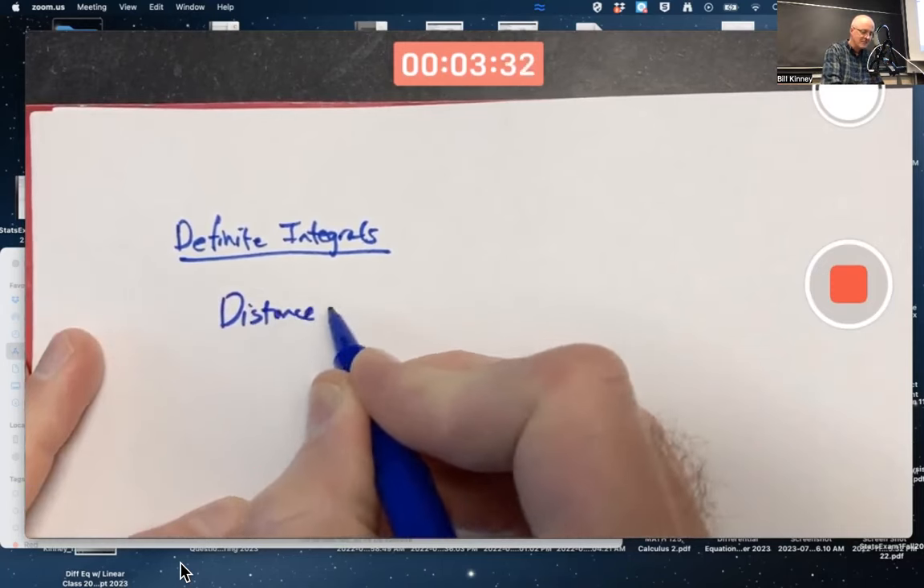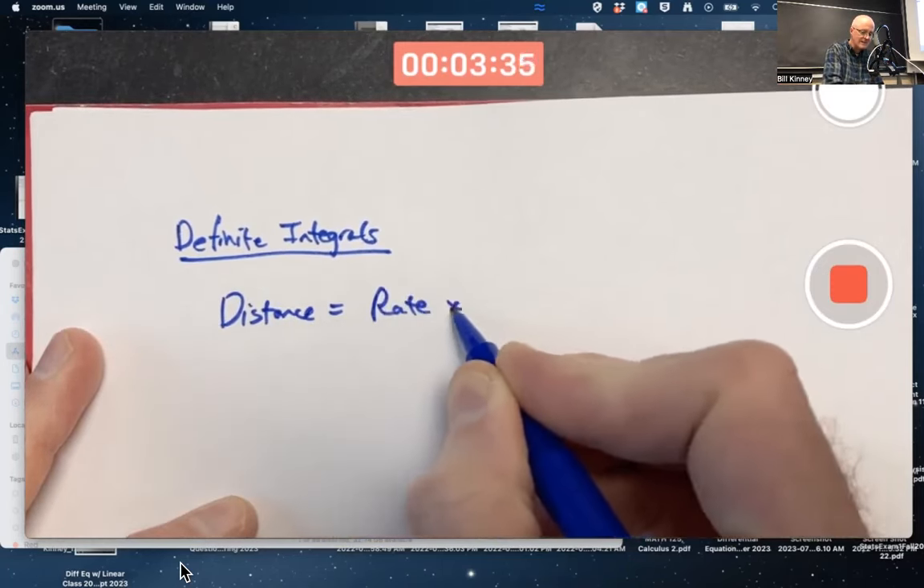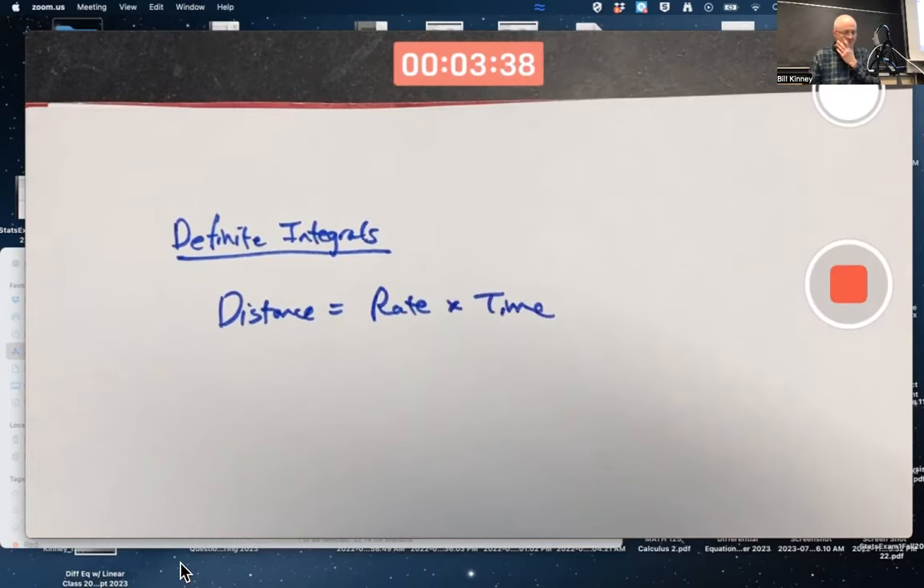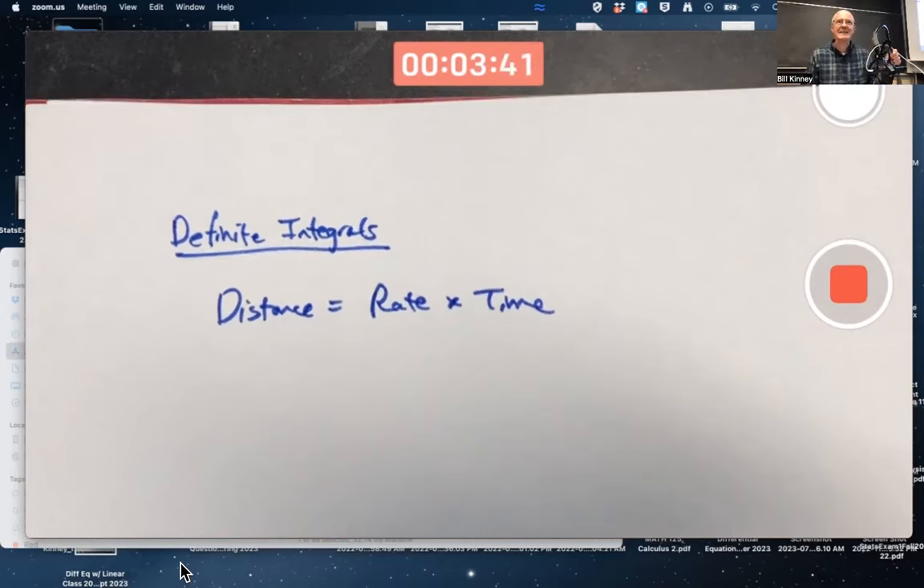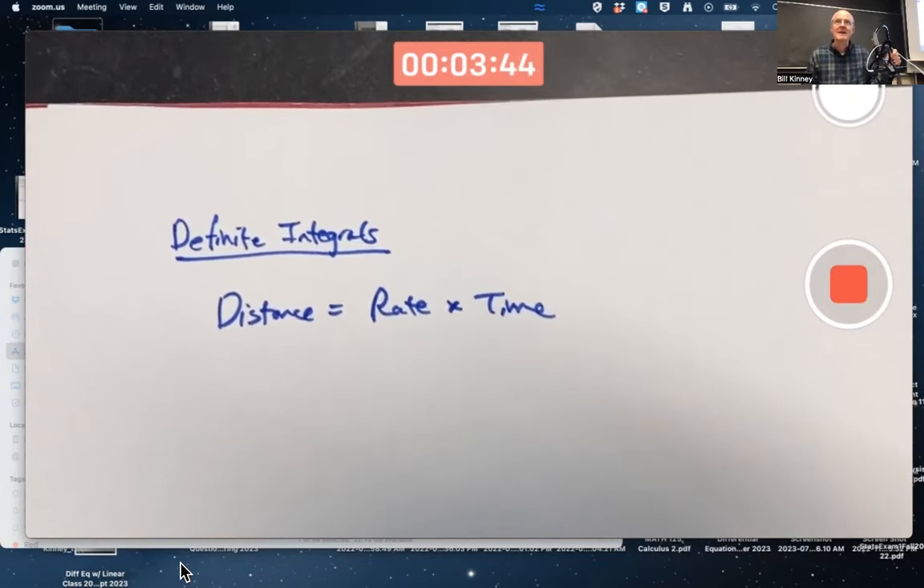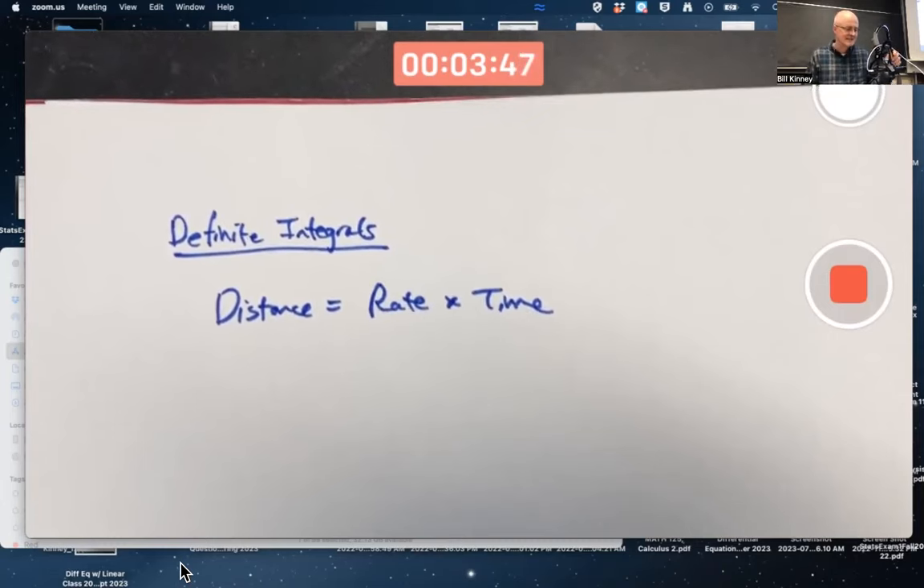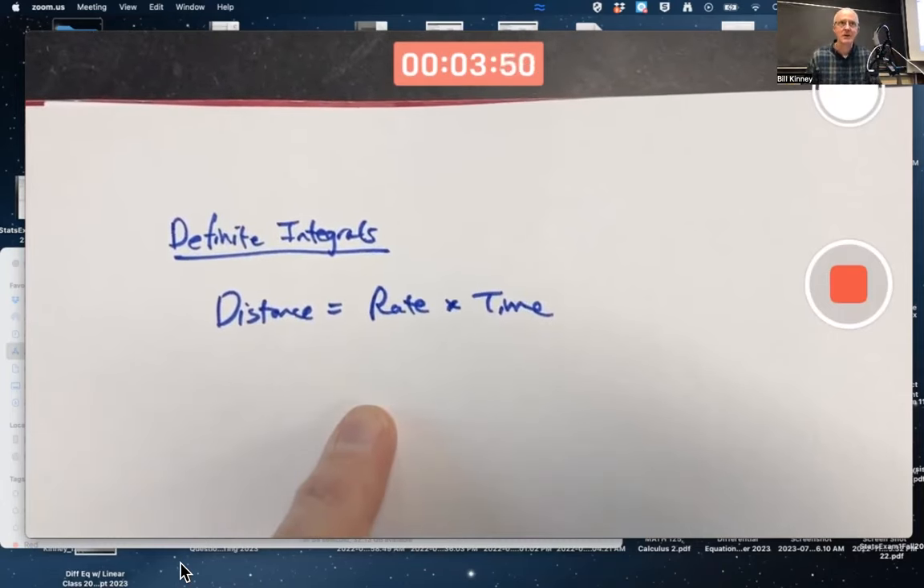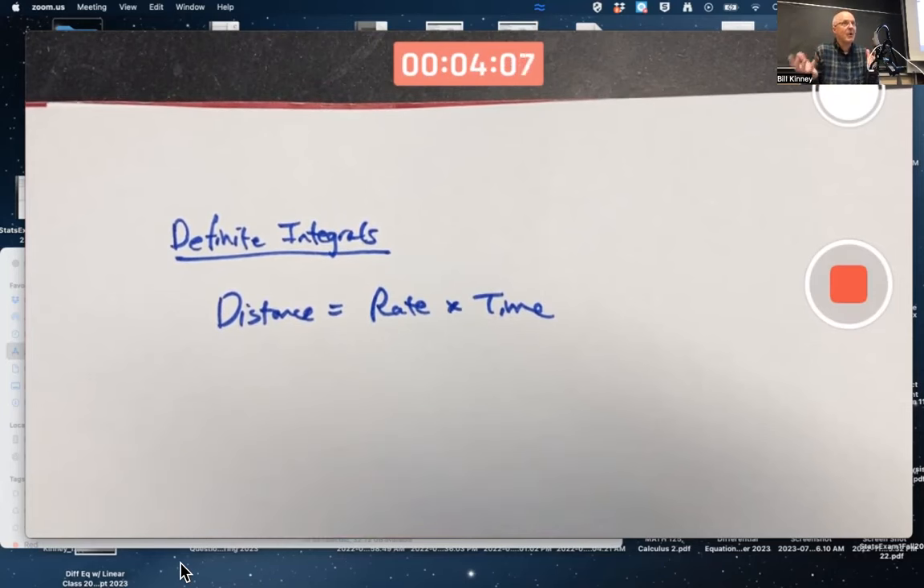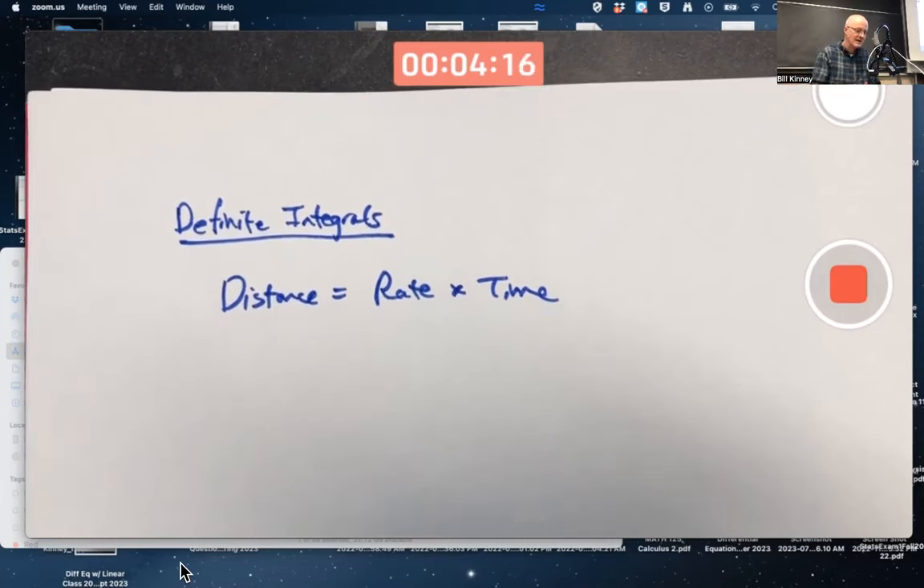Distance equals rate times time. You might say, it's an exaggeration, but it's not too much of an exaggeration. You might say all of integral calculus is a generalization of this one simple equation. What? Are you kidding me? No, I'm not. It's not too much of a stretch to say all of definite integral calculus is a generalization of this equation to, yes, more complicated situations. So it's not clear what the connection is all the time. But basically, this is the idea at its heart.